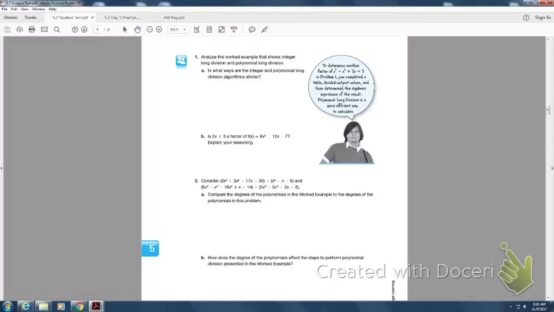Get this. It says analyze the worked example that shows integer long division and polynomial long division. Integer long division is what I did up here on the board. There's an example on that previous page, and the other one I showed you right there is an example of polynomial.